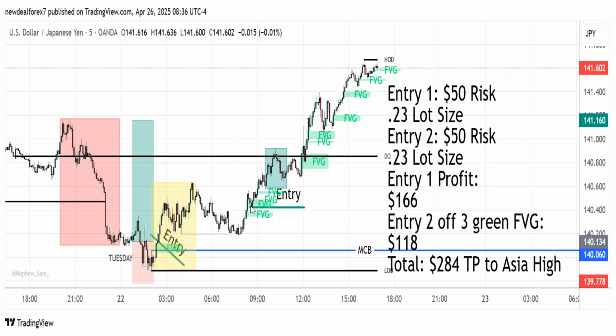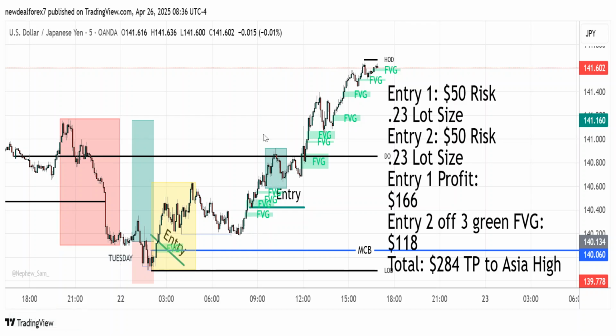Now you want to add to the position here, so you take a secondary position right here, at the same lot size, risking another $50. All right, so now your total risk is $100. Let's say you take Asia as your take profit, which is right here at the Asia high of the day, or Asian session high. On that first entry, you would have made $166 if price gets to the Asia high. On the second one, you would have made $118. So you would have risked $100 and you would have made $284. So you would have made $284 just trading one pair in line with your daily bias using a fair value gap to scale in or add to your position.